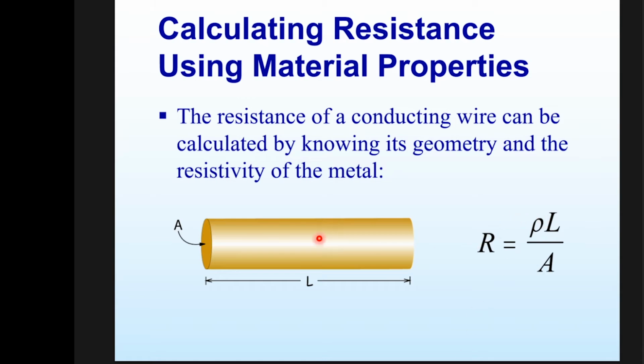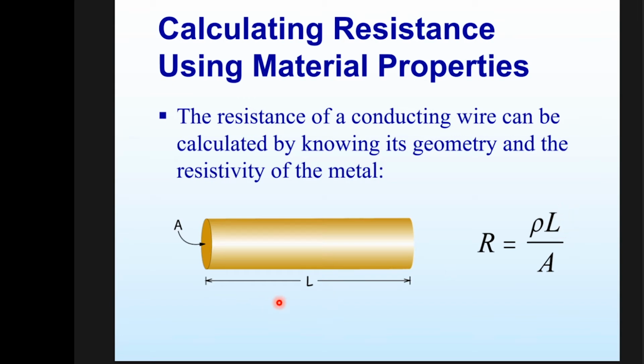And the resistance of this cylinder, which looks like a hunk of wire, is rho. That's the resistivity. This is the material property. This describes what kind of material it is. L is the length, and A is the cross-sectional area. And this equation makes sense: the longer something is, the higher the resistance.